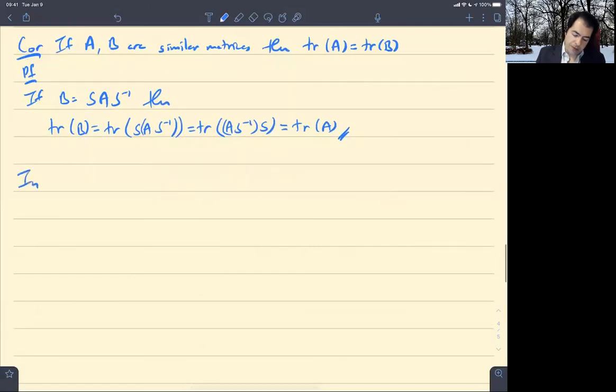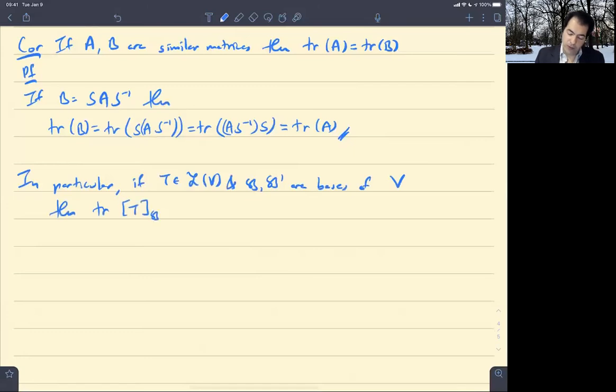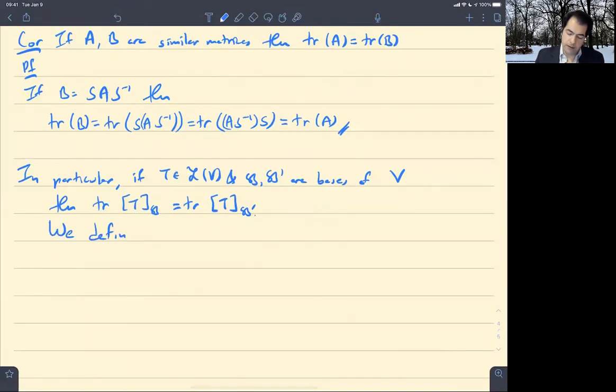Okay, so in particular, as we said to motivate this, if T is a linear map from a vector space to itself, and B and B prime are bases of V, then the trace of the matrix associated to T with respect to the basis B is the same as the trace of the matrix associated to T with respect to the basis B prime. So we define the trace of T to be this common value.